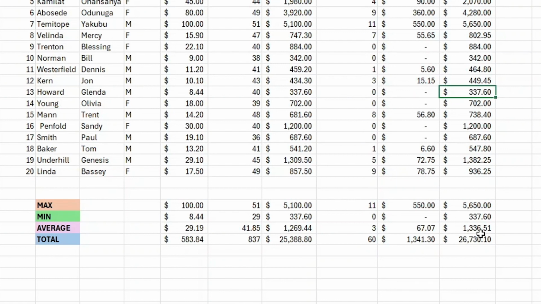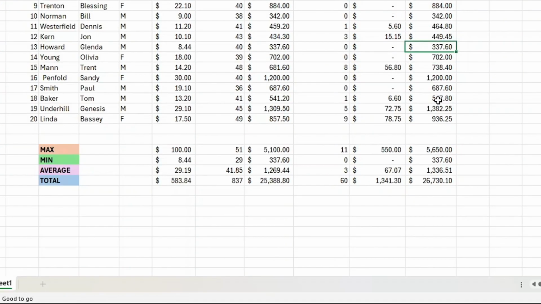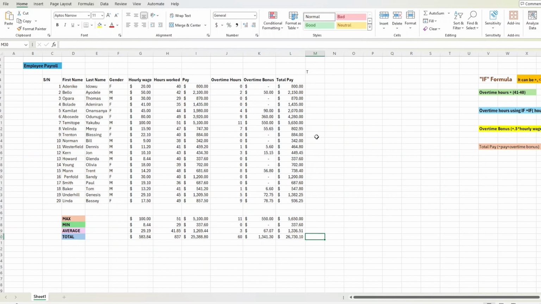And so for the average, we have $1,336.51. Do you understand? So that is the average. I hope we're following. That's the average. So for the total, this is the total of the total pay. So that means this is the total pay the company is going to be dishing out at the end of the week. So I hope you learned one or two tricks from this.